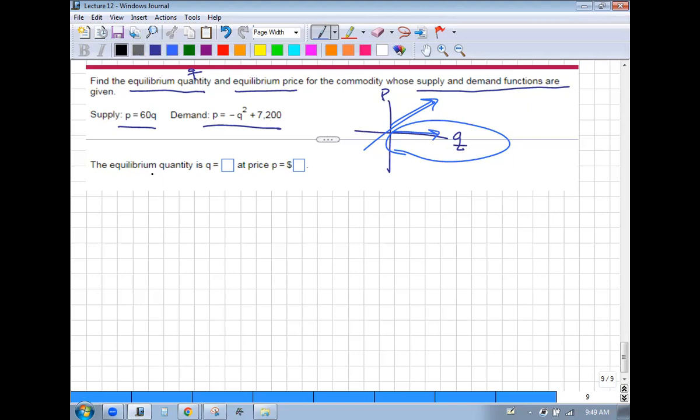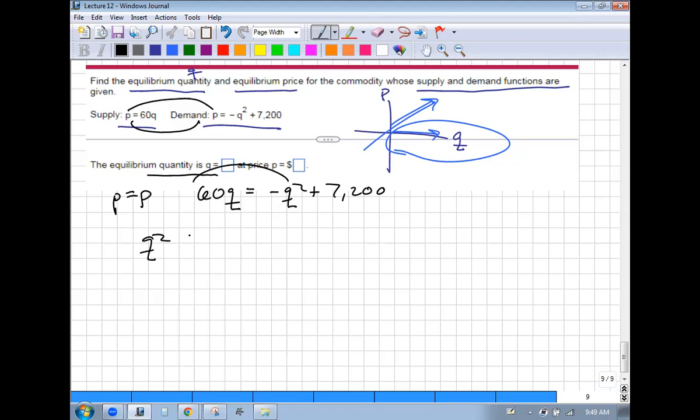So the equilibrium quantity, that's where supply equals demand. So you set P equal to P, right? So we have 60Q equal to negative Q squared plus 7,200. All right, so this is just a polynomial. If we move everything to one side, move this over, we have this, and then this. So move everything over, right?